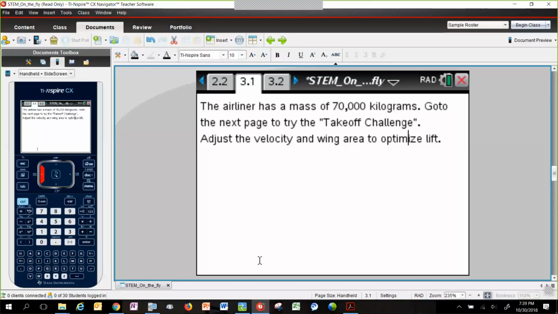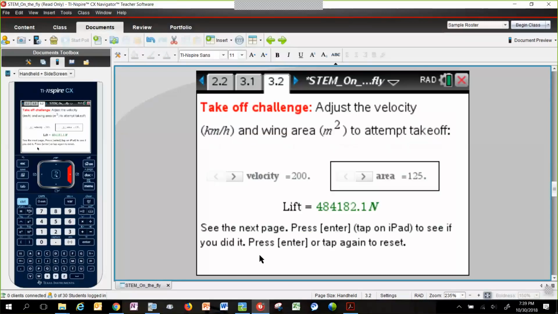We're going to check out how this airliner can get off the ground, because we have a mass of 70,000 kilograms, and we saw that we can generate lift of more than 700,000 newtons, but there's some skill and strategy to adjusting the velocity and wing area to optimize the lift for takeoff. We didn't really give students any background saying, hey, you want to be as close to 700,000 newtons as possible, but maybe just slightly more. But that's the goal here.